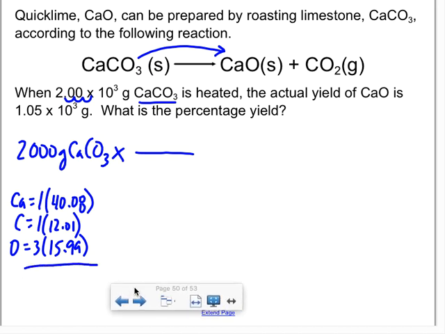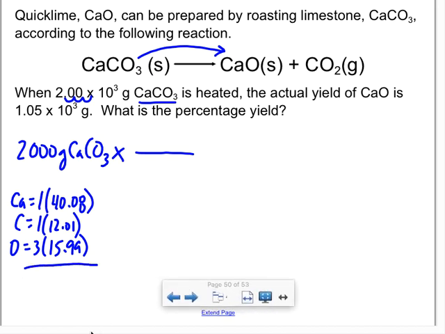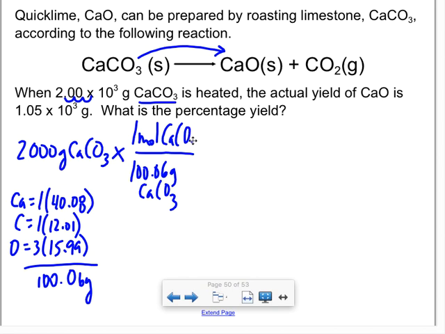So I add these all up to get my molar mass of CaCO3, which is 100.06 grams. That's going to go on the bottom because I'm in grams, so grams goes on the bottom to cancel out. So if I were to measure out 100.06 grams of CaCO3, that is equivalent to 1 mole of CaCO3.